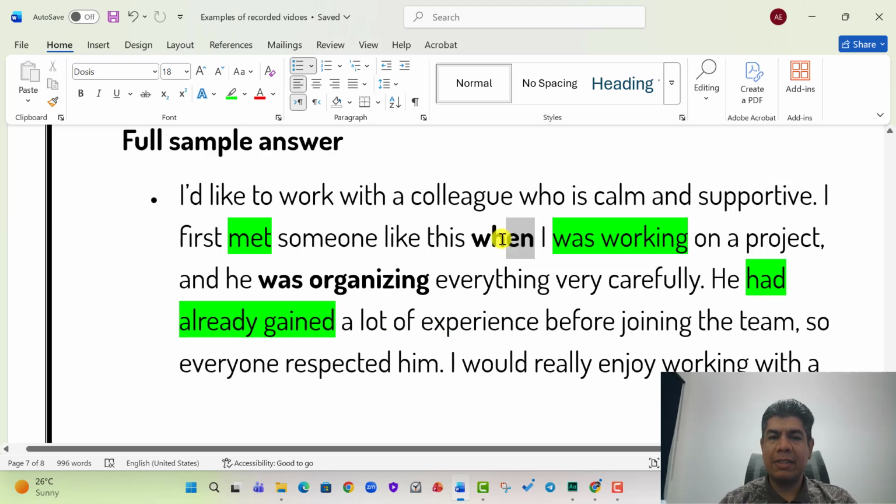But don't forget the connectors, okay? Like when, and of course, before, okay?